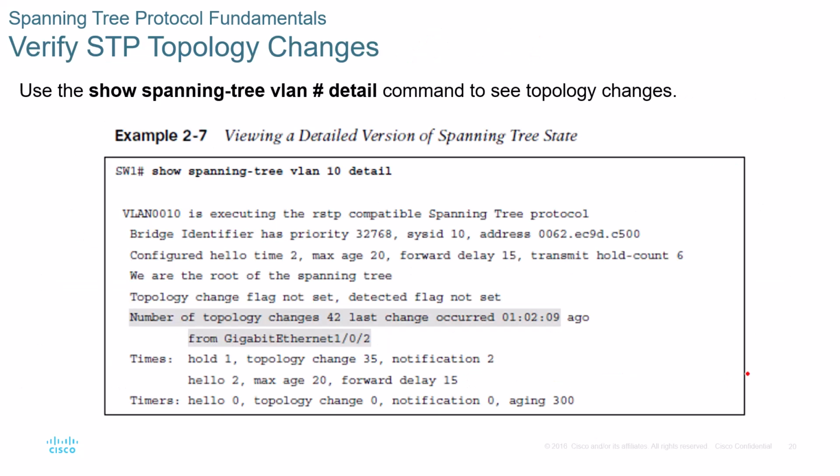So we can look at a show spanning tree VLAN, and we can look at the details. We would have to identify the VLAN number, and issue a detail. And then we can look at the number of topology changes that have occurred and the last time the change occurred. And we can also get on the interface.